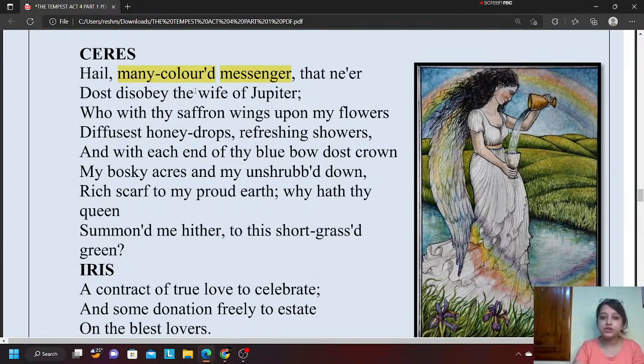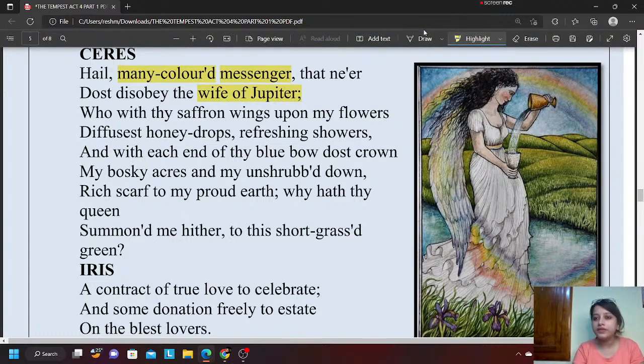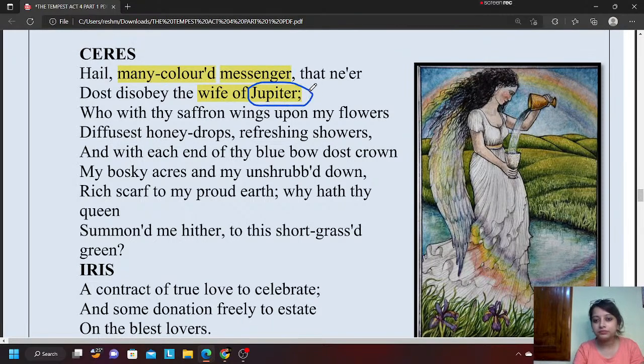That never dost disobey the wife of Jupiter. So here we get another information about Juno. किसका मैसेंजर है? आयरिस. आयरिस किसका मैसेंजर है? जूनो का. जूनो किसका वाइफ है? जुपिटर का. अब ये जुपिटर कौन है? He is the god of sky and thunder. You can remember it like Thor, ऐसे हथौड़ा लेके आया और thunder और lightning हो रहा है. So Jupiter is the husband of Juno. She is the queen of sky and he is the god of sky and of course god of thunder.